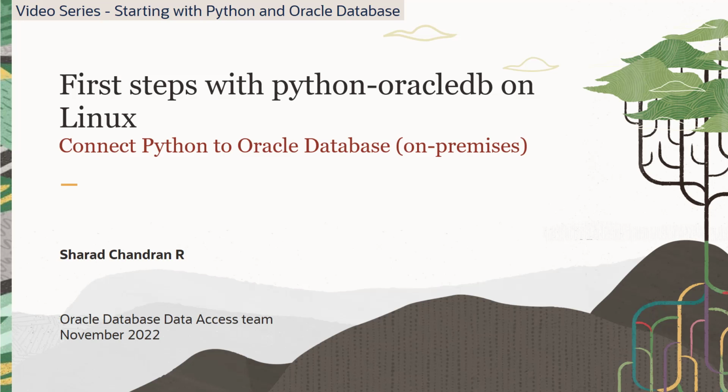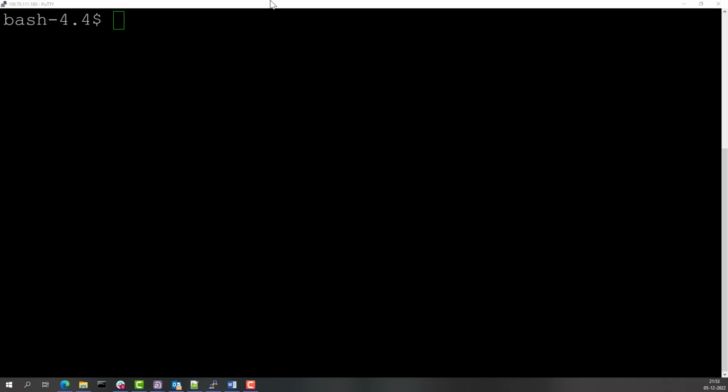Hello everyone. In this video, we will install Python Oracle DB and then create and run a Python application on Linux to connect to an on-premise Oracle database. First, I have logged into my Linux machine, which is running Oracle Linux version 8 operating system.